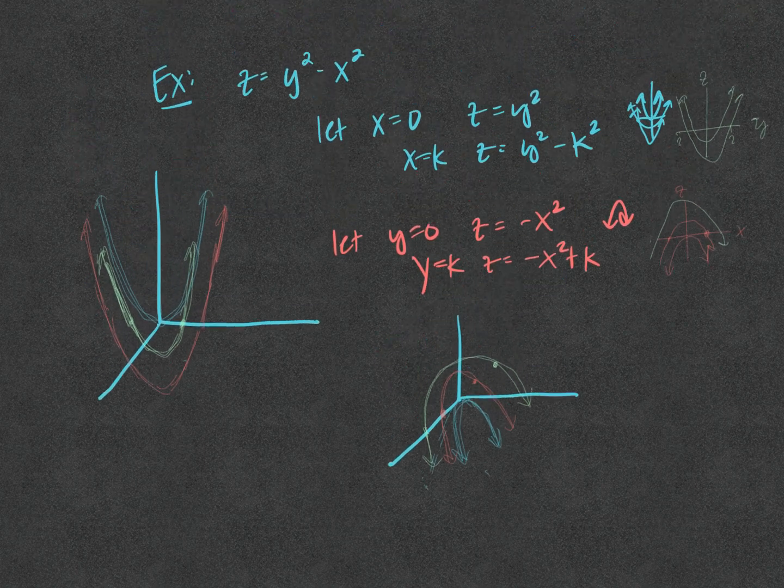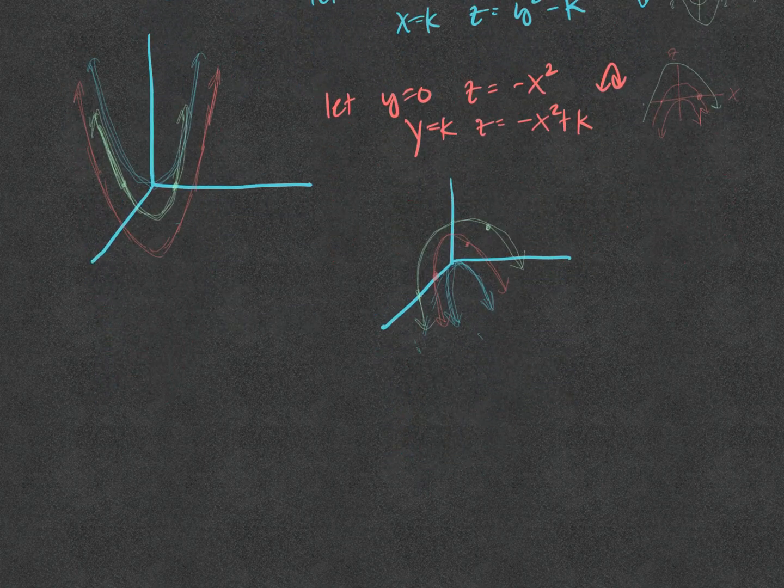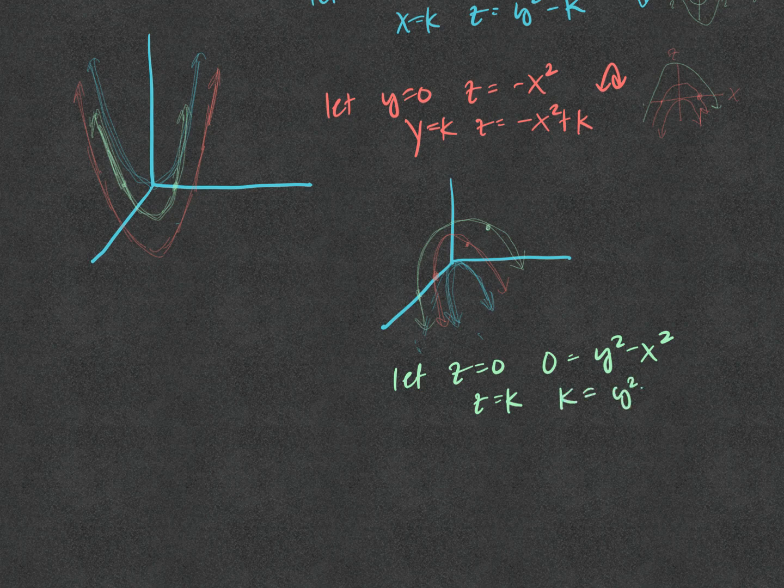And now let's let Z equal 0. So if we let Z equal 0, then we have 0 equals y squared minus x squared. If we let Z equal k, moving it into the 3D, then we know that k equals y squared minus x squared, which is a hyperbola. Now on this hyperbola, oh, this is so not exciting to draw in 3D. I'm just telling you now.